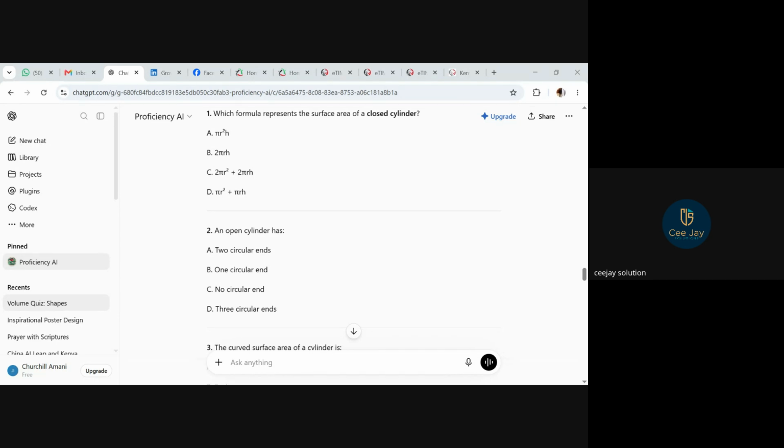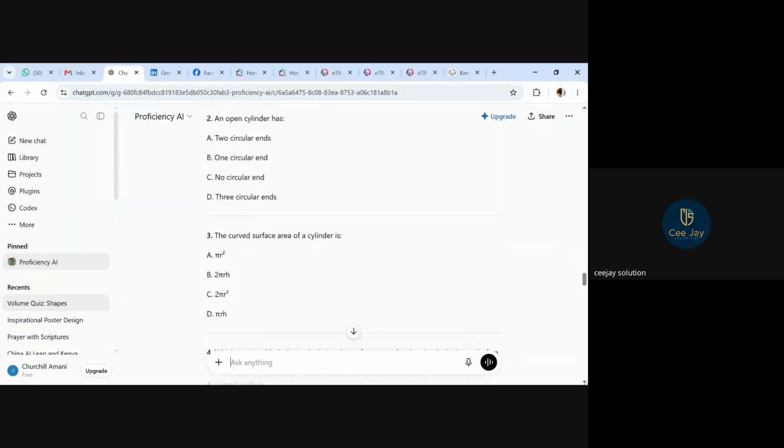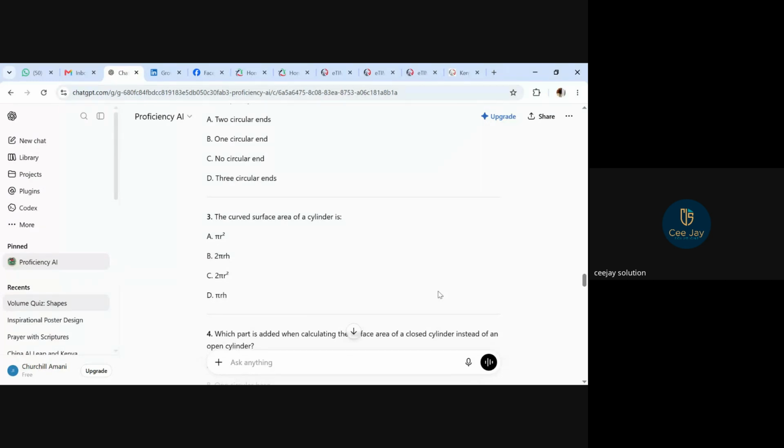Tony, Lona. Thank you. We go now to number 3. The curved surface area of a cylinder is, they want you to share the formula of the curved surface area of a cylinder. Is it pi r squared? Is it 2 pi r h? Is it 2 pi r squared? Is it pi r h?